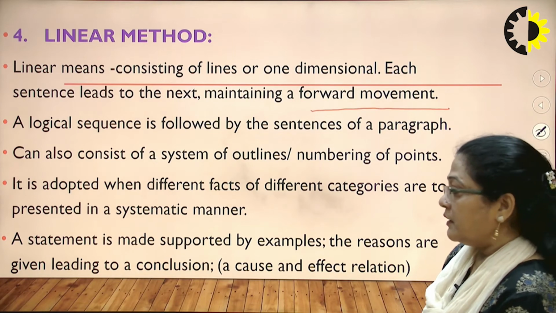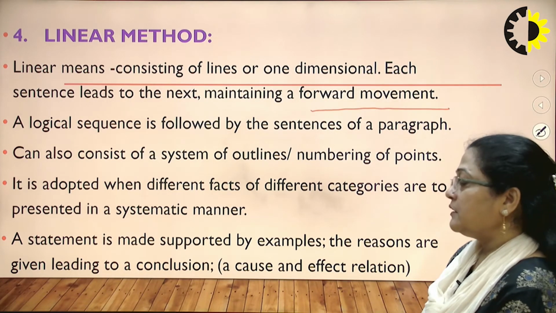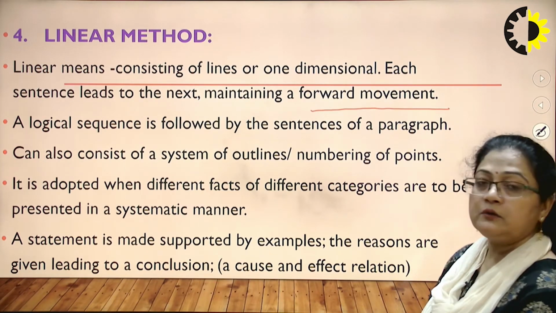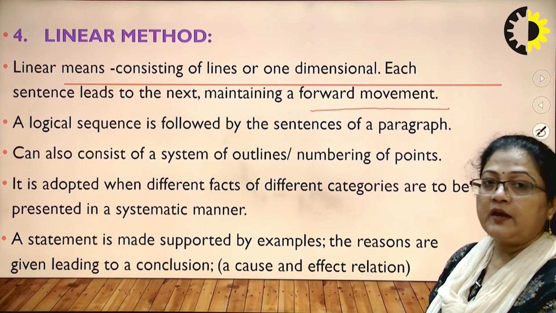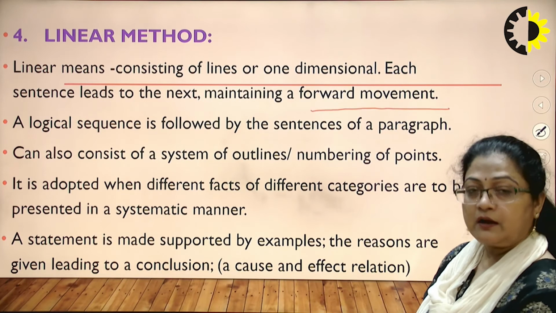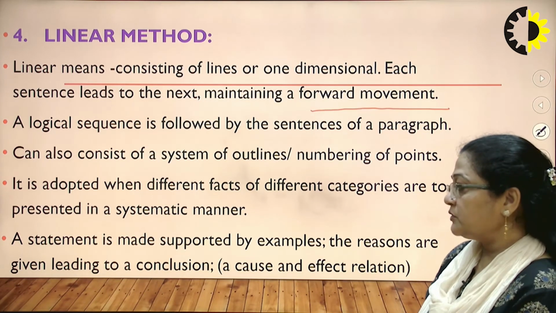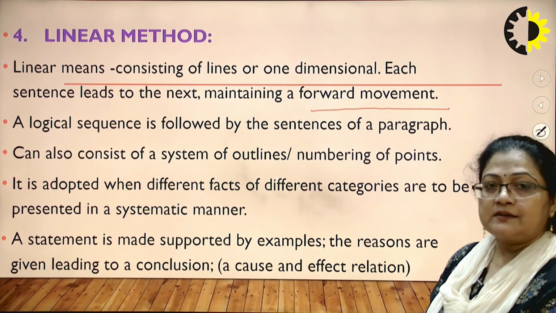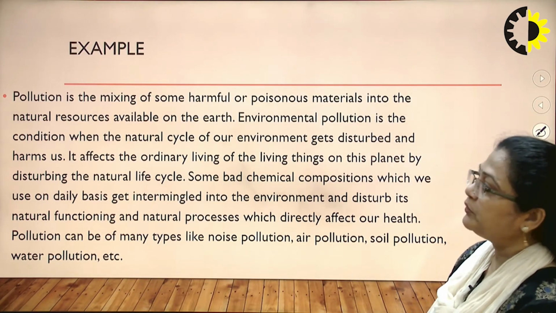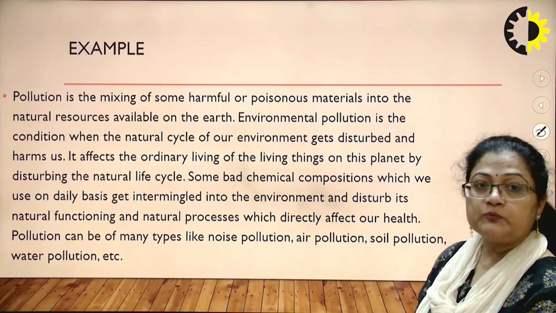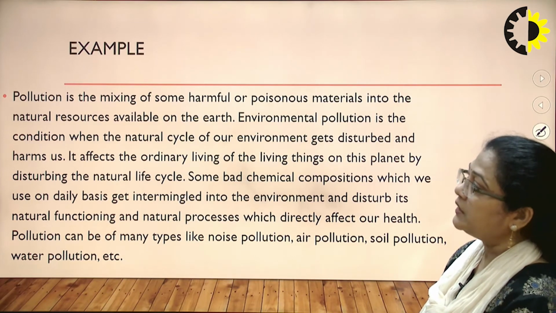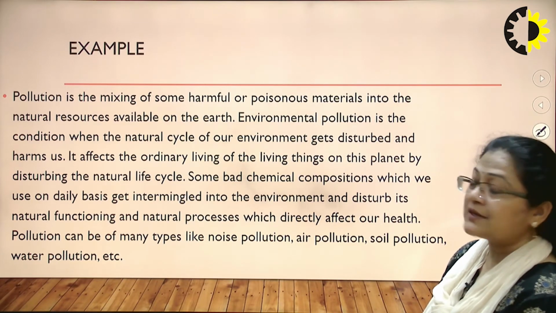A statement is made, supported by examples, and the reasons are given leading to a conclusion. For example, if we are discussing the cause of a certain problem or the effect and the state of that problem, this cause and effect relation is discussed in the linear method. For example, here I have taken the example of pollution. So, this is a major problem today. Pollution is a major problem. So, here we are discussing this problem in a linear method, first of all describing what is pollution.